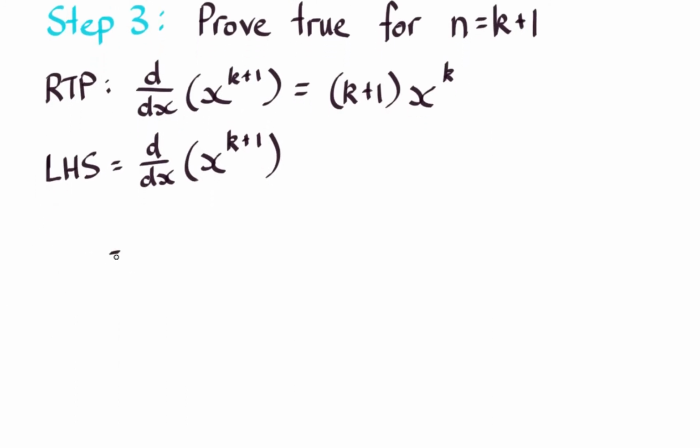So we have x to the power of k times x. If we combine these back together, the k and the 1 in this power would just add together. But we've gone the other way. And what we have here is a product rule.